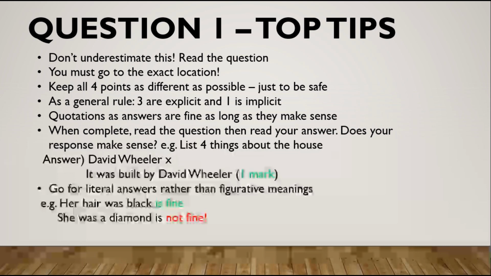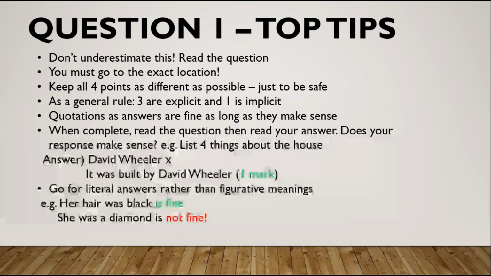As a general rule, there are 3 explicit, in-your-face points and 1 is implicit. A lot of my top set students get 3 out of 4 and they wonder why. That's because they're not looking for something that's being implied. For example, if a tear is rolling down her cheek, it's implied that she's sad or she's upset about something. You've got to work that one out.